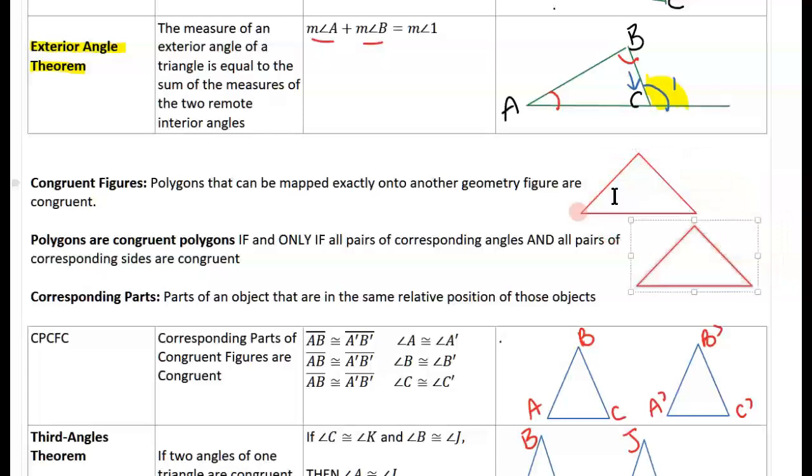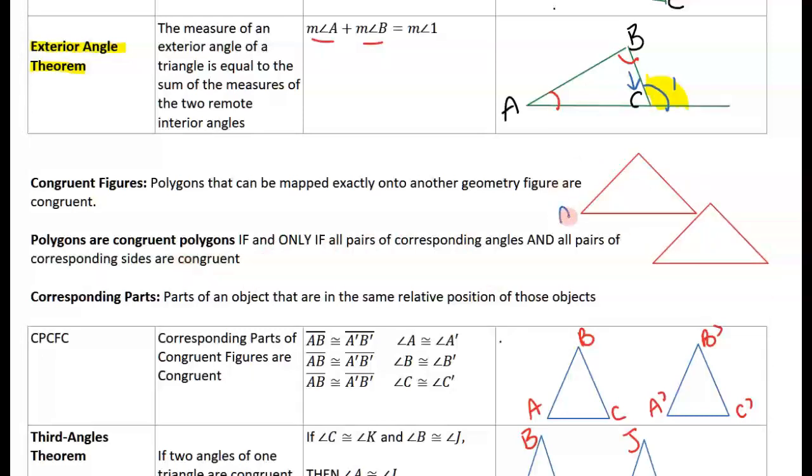Even if they're not on top of each other at the moment, if they would match up exactly, that's through rotations, translations, and reflections. As long as they would map onto each other, they are congruent. And two congruent triangles are going to have all sides and angles, corresponding sides and angles, be congruent.